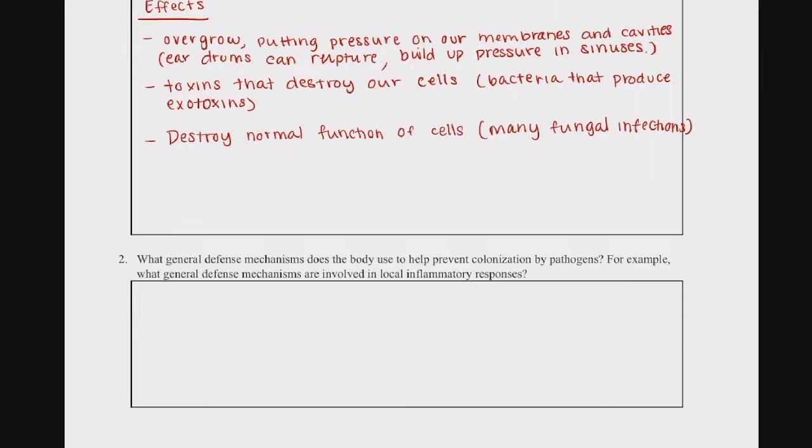Some general defense mechanisms to answer this first question up here would be skin and mucous membranes. There's a lot of secretions on the skin, for example, that act as physical barriers to the entry of pathogens. So lysozymes that are on our skin can provide an acidic pH, which inhibits the growth of a lot of microbes on the skin.